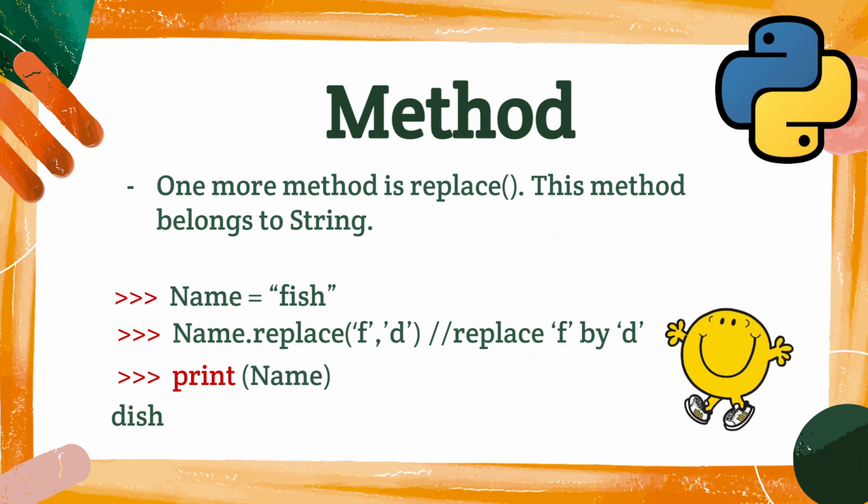One more method is the replace method. This method belongs to string. Be careful about the order of the 2 characters inside the parentheses. The first one is to be replaced by the second one. So, in this case, F is to be replaced by D. So, it will print out dish because F has been replaced with D.